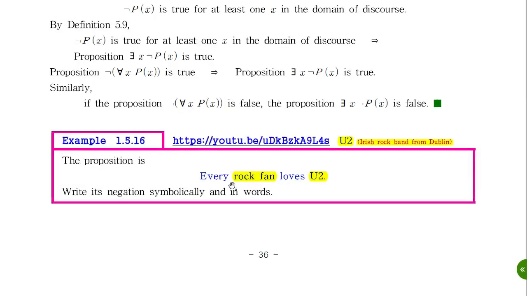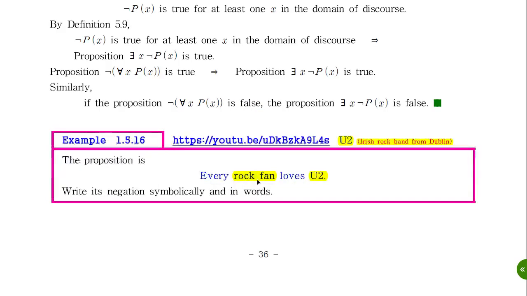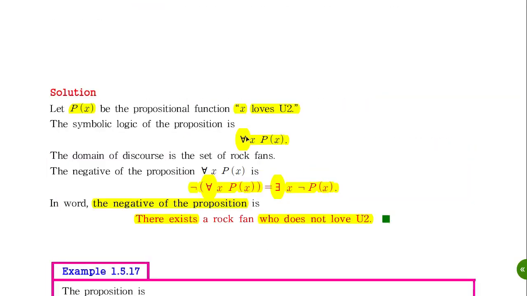Anyway, what's the negation of this? First, write this down symbolically. Let's say P of x is the propositional function "x loves U2," the band. Then "every rock fan loves U2" means for all x, P of x. So for all x, x loves U2. This is the statement that we have.